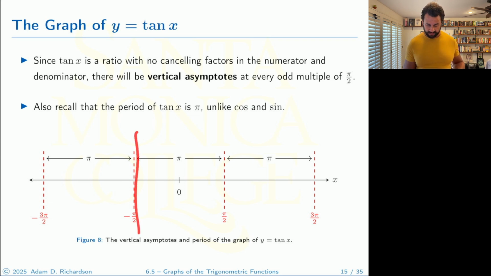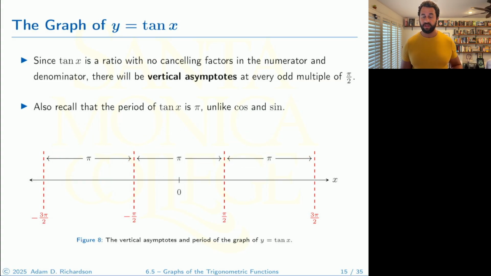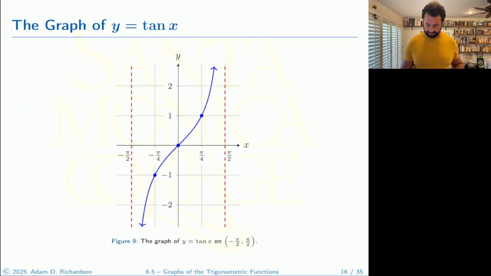So the space between these asymptotes is pi in length. That's one period right there, and one period, and one period. So let's see what the graph looks like for just one of these periods. It looks like this. All right, let's try to make sense of what this is showing us.